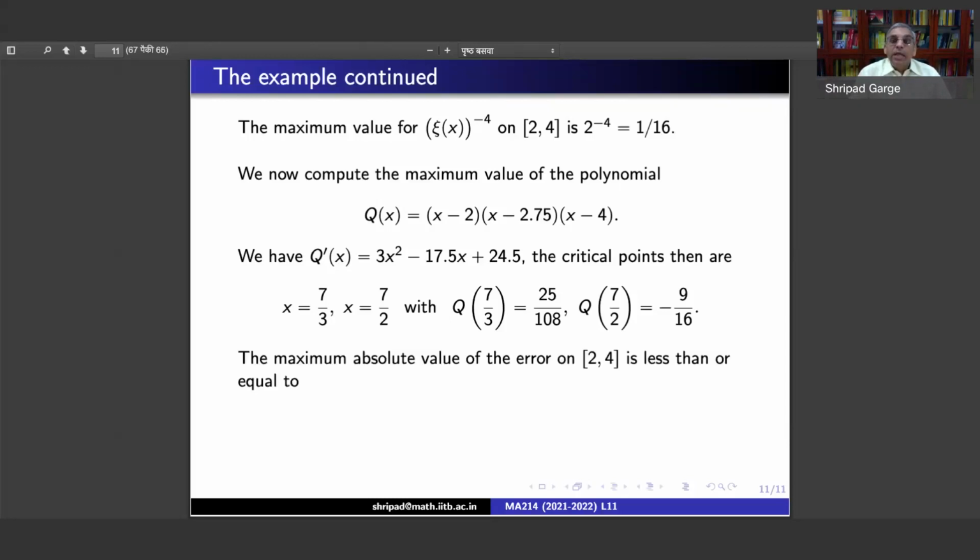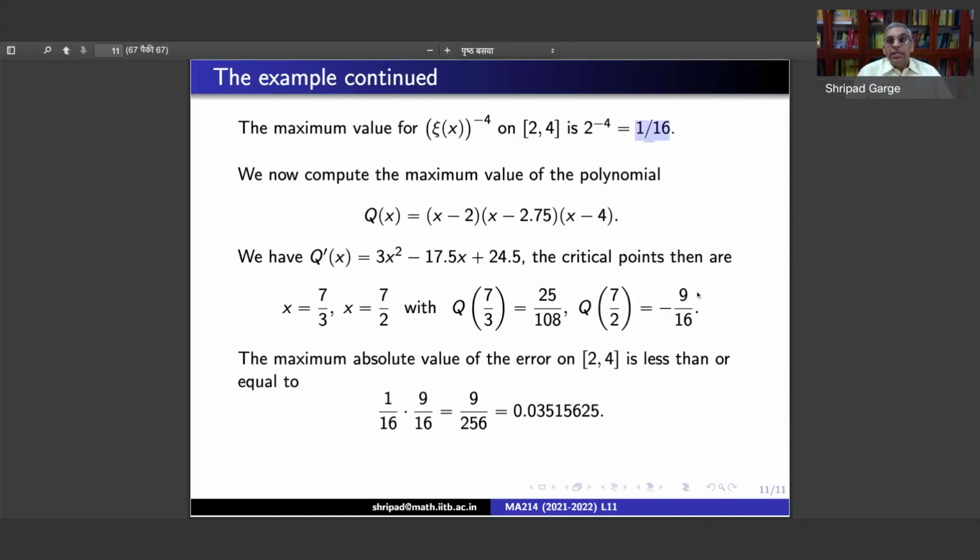Therefore, the maximum absolute value of the error is less than or equal to the 1 by 16 which you got from xi x power minus 4, times 9 by 16 which you got as the value at 7 by 2. And therefore, the product is 9 upon 256, which is 0.0351565. Not roughly, it is equal to that number.